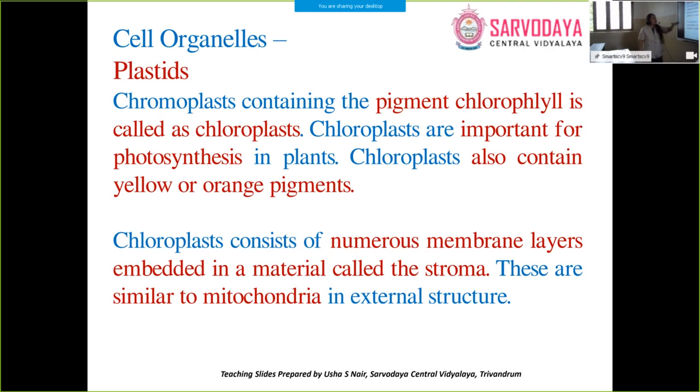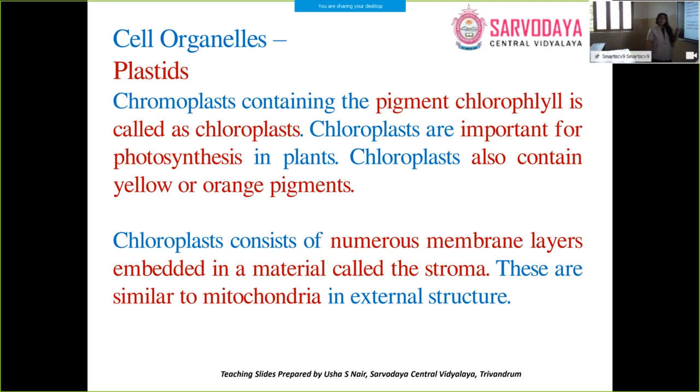Now, chloroplasts also contain yellow or orange pigment. That's what chromoplasts, I said, are colored plastids, and they are found in leaves and fruits and flowers. So they have pigments called xanthophyll and carotene, which give yellow and orange color. Okay, such things will all be given.